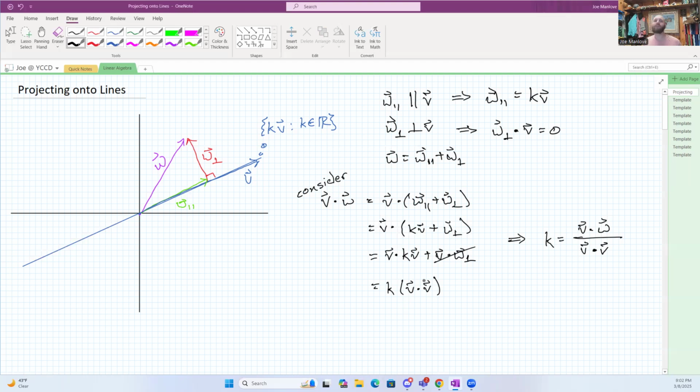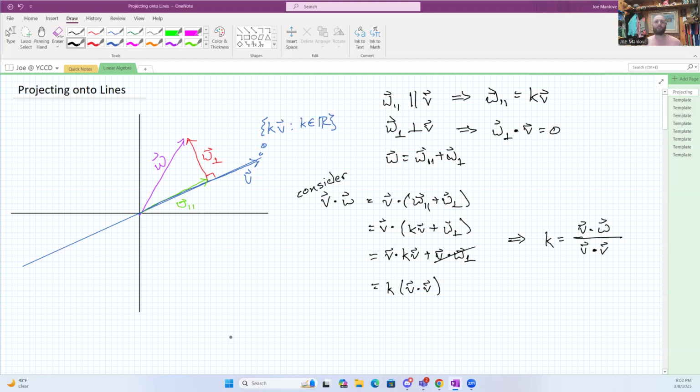So you can't divide by the vector v somehow. What we can do is divide by the scalar v dot v as long as that scalar is not zero. So as long as I'm actually trying to project onto a line and not just trying to project onto the origin itself, this is going to work for me. So I've got my scalar k. That lets me answer some questions, right?